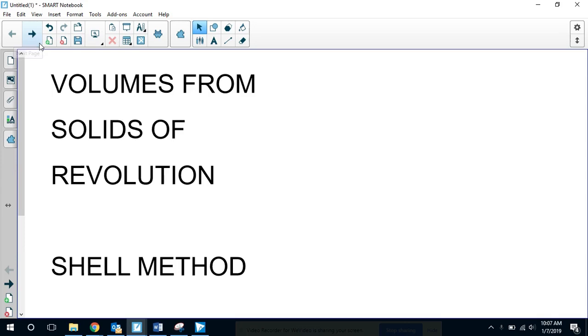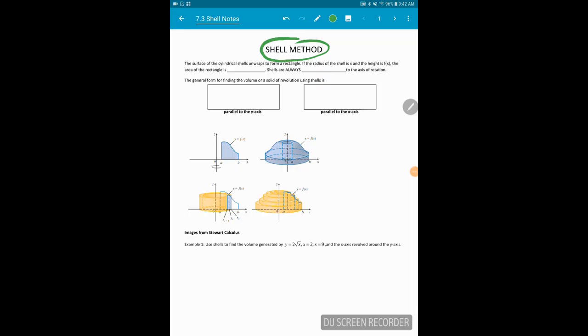We're going to take a look at volumes from the shell method today. So, volumes of solids of revolution. Last time we looked at disks, and today we're going to look at shells. The surface of a cylindrical shell unwraps to form a rectangle.